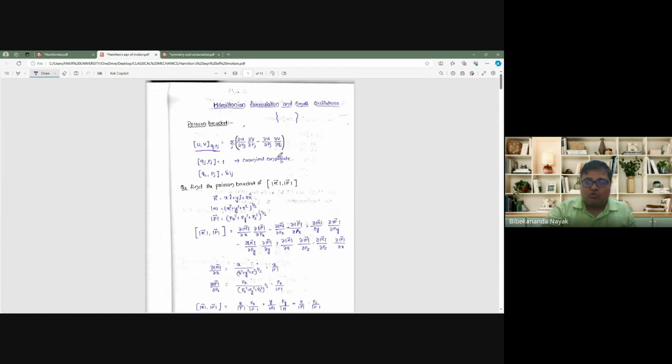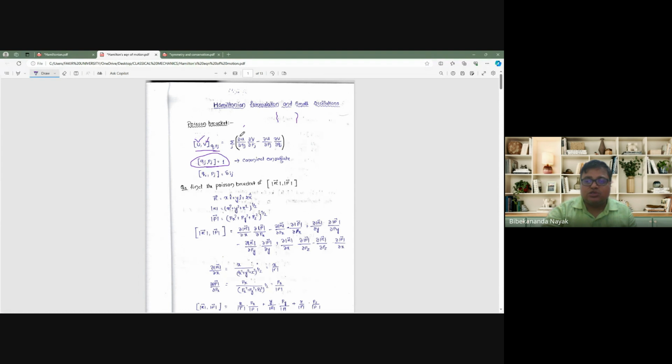If we have only one coordinate Q, P, generally it will be del U by del Q into del V by del P minus del U by del P into del V by del Q. Whichever appears first is del U by del Q into del V by del P, and minus del U by del P, del V by del Q. Clear? And for canonical conjugates, the Poisson bracket is 1.